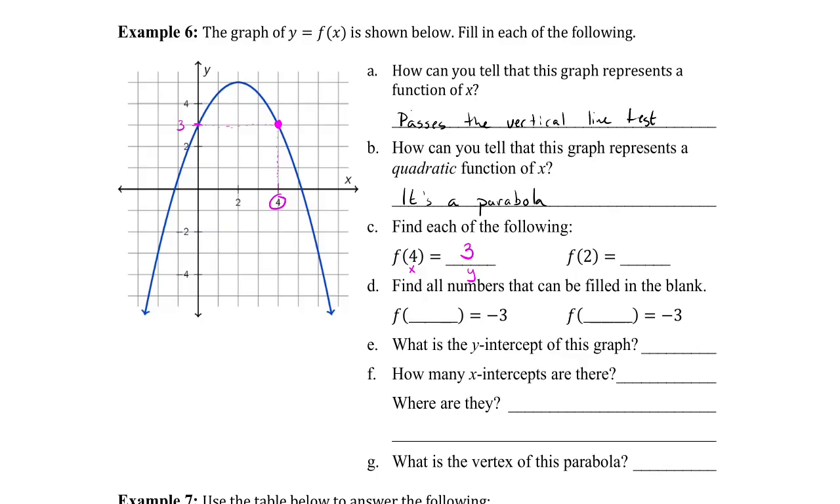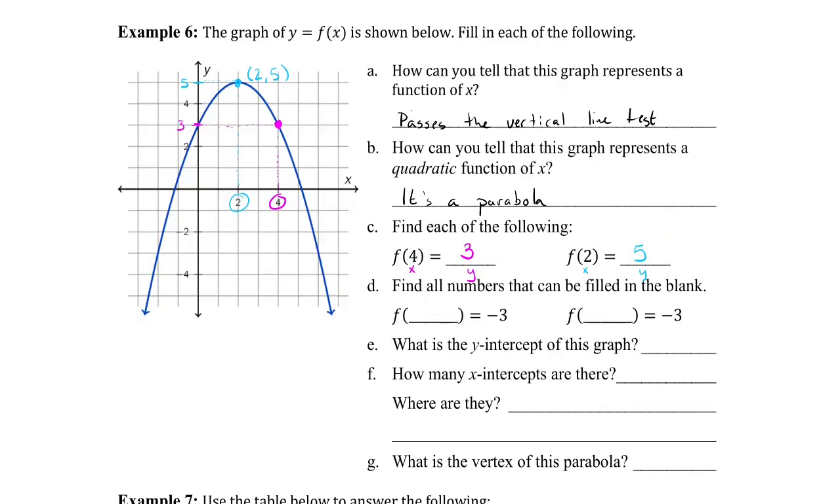Similarly, to find f of 2, we have the input, so x value of 2. We want to find the output, so the y value. We find the 2 on the x-axis. We go up and find the graph. We go over and we see that its y-coordinate is 5. This is the point 2, 5. I'm labeling it because we're going to find it again. f of 2 is 5.